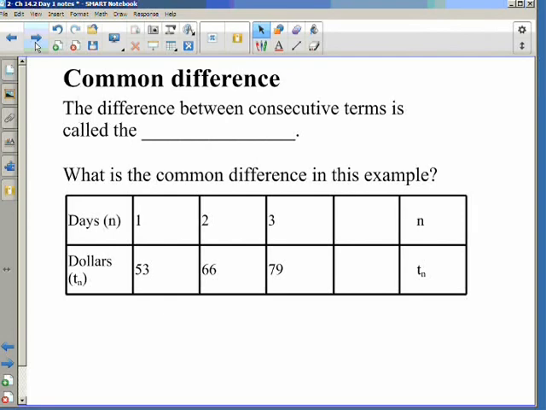So the difference between consecutive terms is called the common difference. What is the common difference in this example? $13.